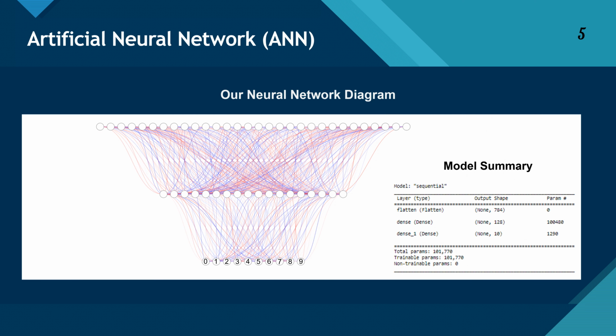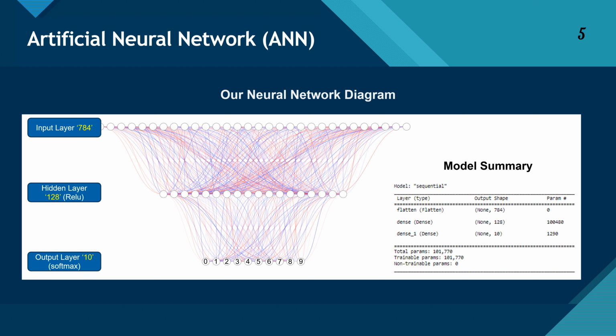So, what is an artificial neural network? It mimics the way nerve cells work in the human brain. The model has one input layer, one hidden layer, and one output layer. In the hidden layer, I use 128 neurons with the activation function ReLU. For the output layer, I use softmax as the activation function. The model summary shows a function called flatten, used to transform two-dimensional data into one dimension. The total number of parameters is 101,770.